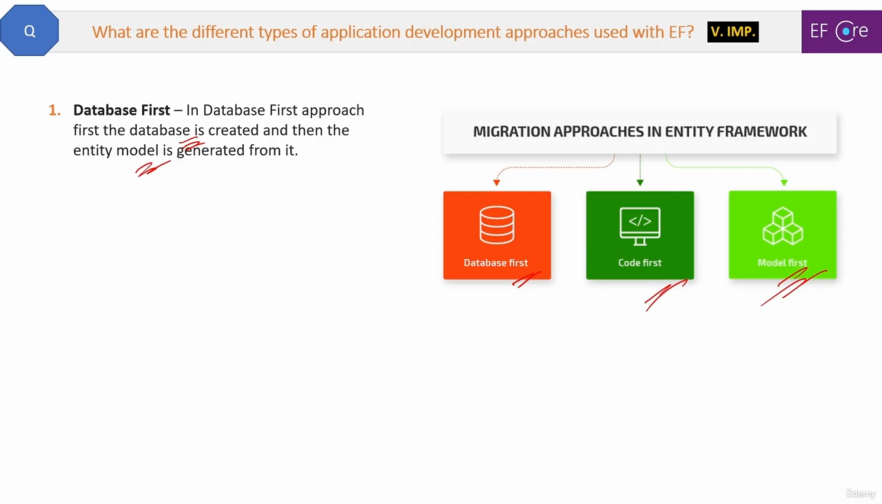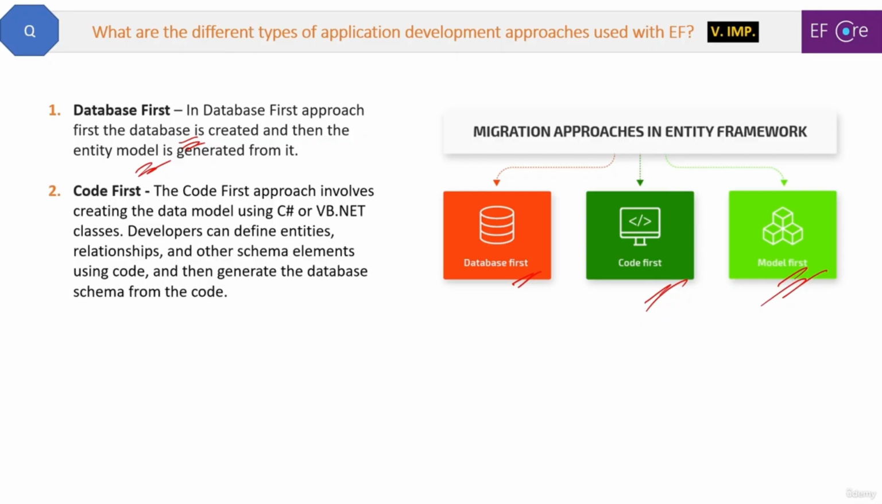The second approach is the code first approach. The code first approach involves creating the data model using C# or VB.NET classes first. So first the model will be created, the code will be created. Developers can define entities, relationships and other schema. You will write the code, the entities, everything, and then you can generate the database schema from the code itself. That's why we call it the code first approach. Code will be created first.